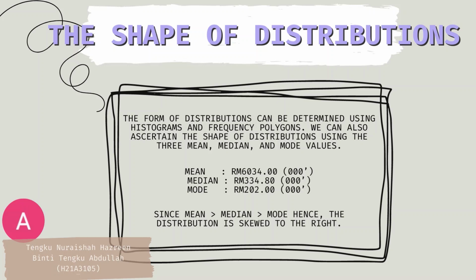The shape of distribution. The form of distribution can be determined using a histogram and frequency polygon. We can also ascertain the shape of distribution using the three values: mean, median, and mode. The mean value is 6034, median value 334, mode 202. Since mean is bigger than median, which is bigger than mode, hence the distribution is skewed to the right.